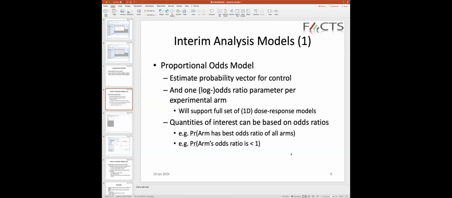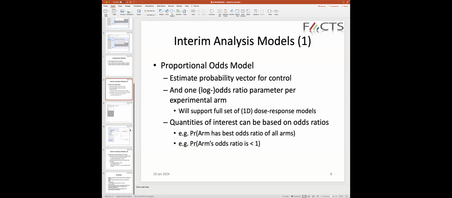And then you can drive the adaptive design with quantities of interest from this model. You can evaluate which arm has the best odds ratio of all the arms, which arm that would be, the PrMax, as it's normally called in FACTS. We could do response adaptive randomization based on the probability that the arm is better than control if we chose to do that. So lots of things that you're used to being able to do in FACTS will also be available here.